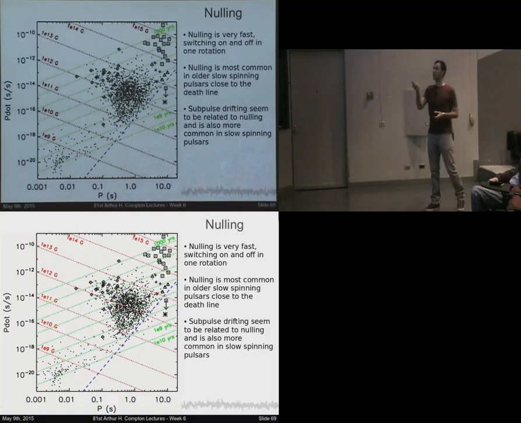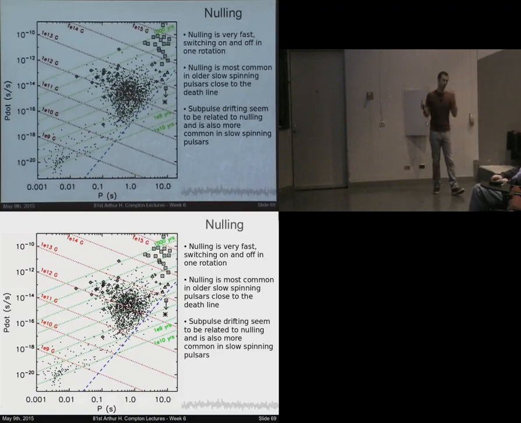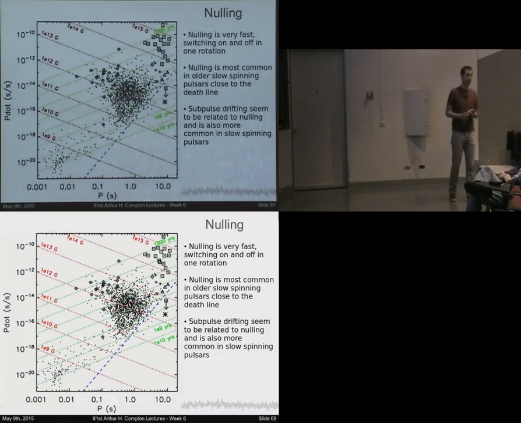The giant pulses, however, there's only 11 of them, and they are down here, they're up here, they're everywhere. So the 11 pulsars that we know that make giant pulses don't seem to live preferentially anywhere here. It's not related to the spin. It's not related to the spin down. So yeah, the giant pulse mechanism is another bizarre mechanism that we don't know about.